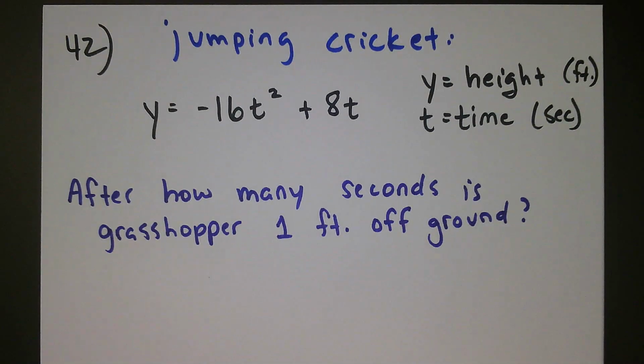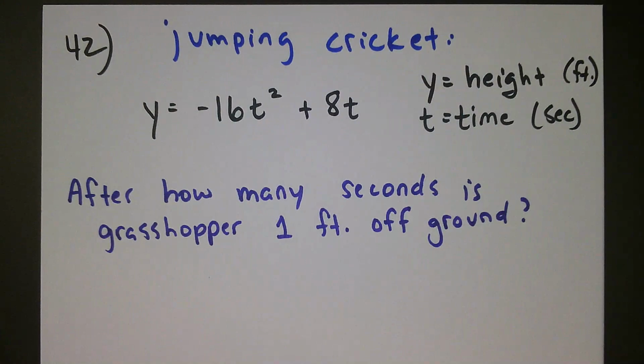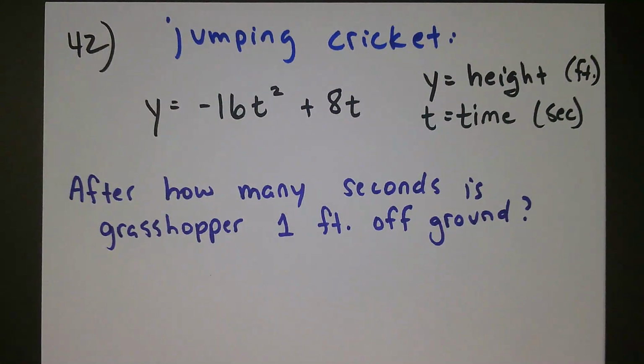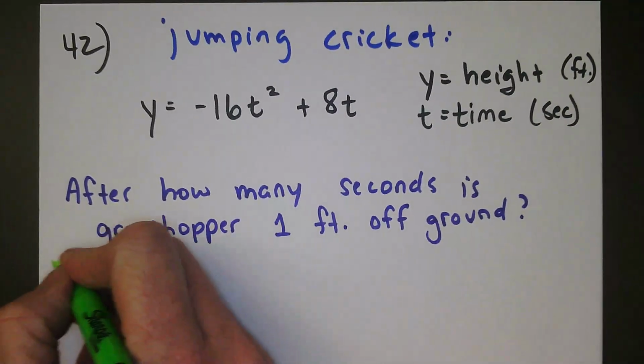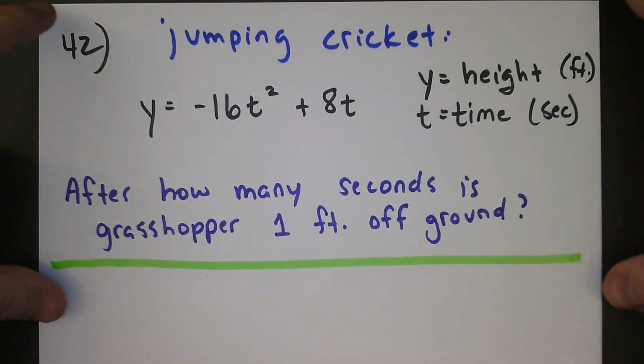Okay, we're looking at number 42 from 2-7. This is a wonderful scenario. We got a jumping cricket. This equation was given to me. In fact, everything that I'm writing here, I'll highlight a line here in green. Everything above this green highlighted line was part of the setup of the problem. It was given to us. We didn't have to come up with this.